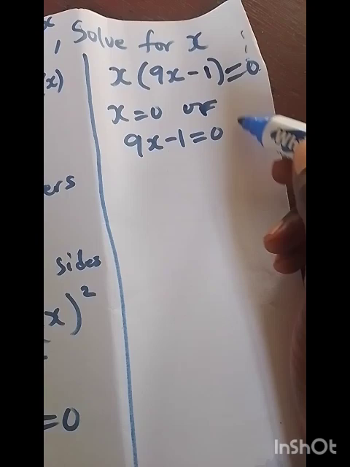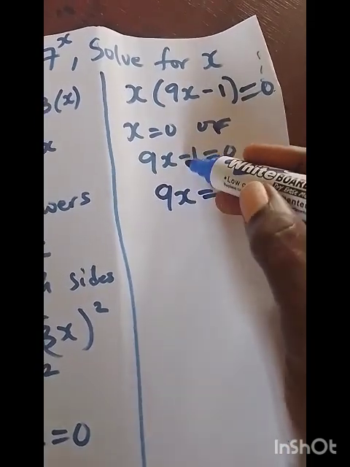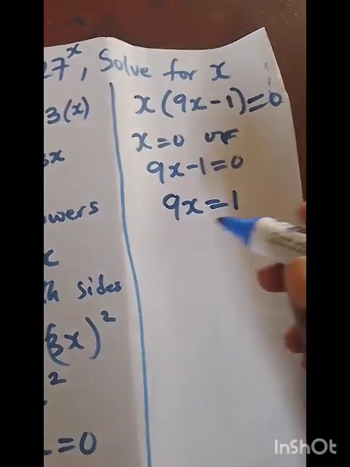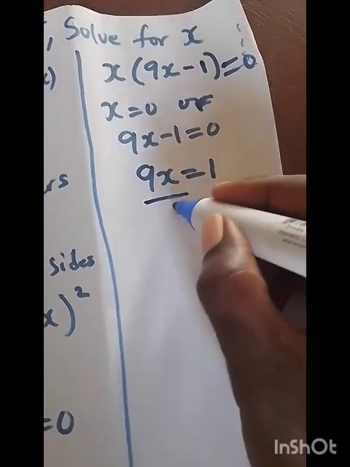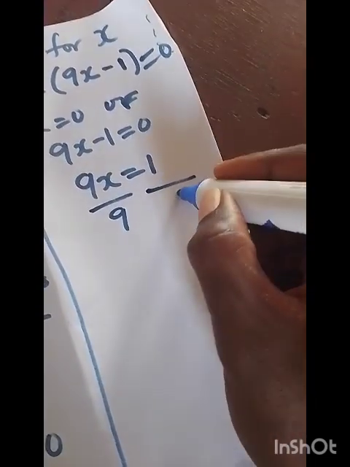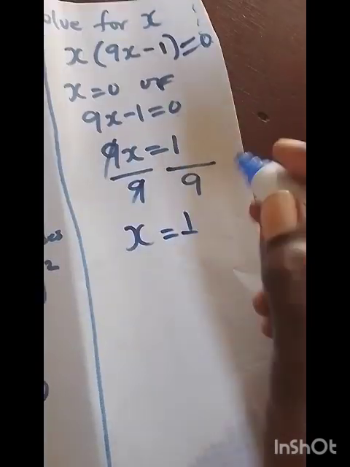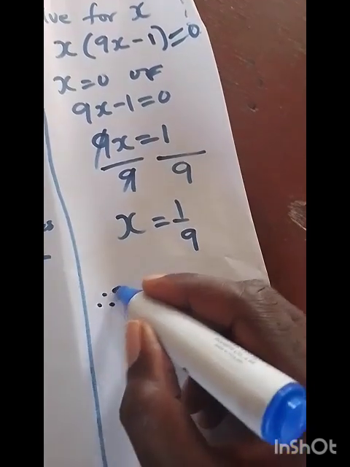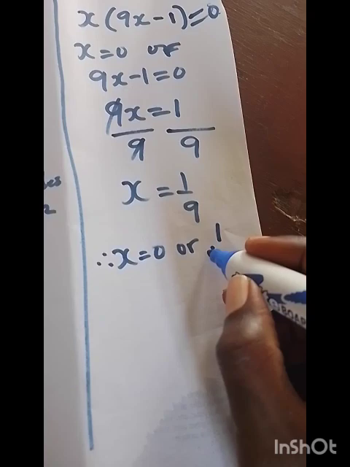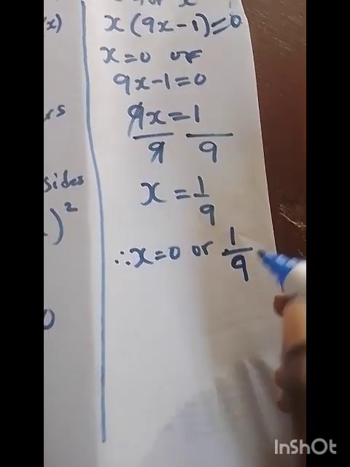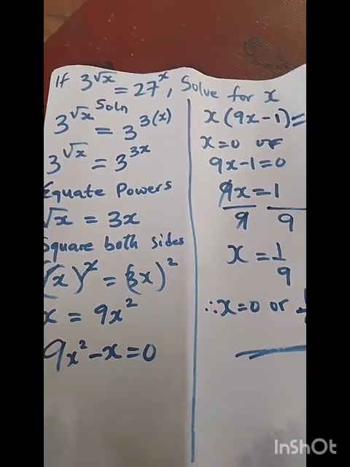can move minus 1 to the other side. And so it becomes 9x is equal to 1. If minus 1 crosses, it becomes positive 1. So to get x here, I need to remove this 9. And how do I remove 9? I divide both sides by 9. So 9 will cancel out itself here. x is equal to 1 over 9. So here I have two answers, that x is 0 or 1 over 9. Okay, these are the two values of x that satisfy this initial question that we are given.